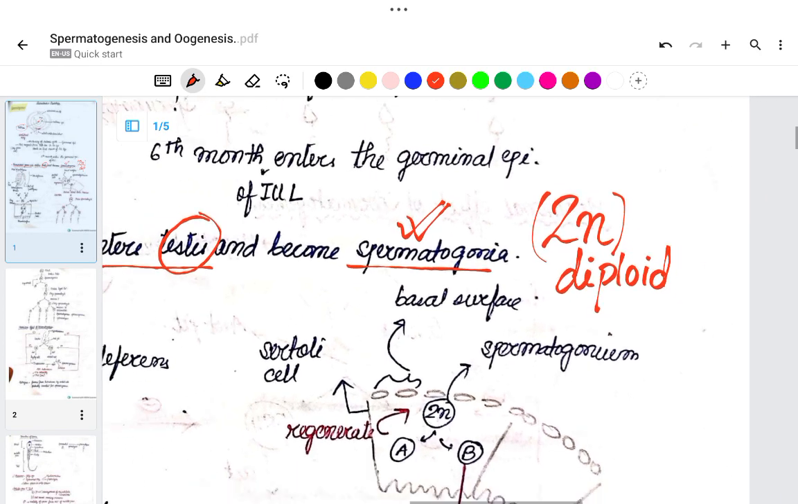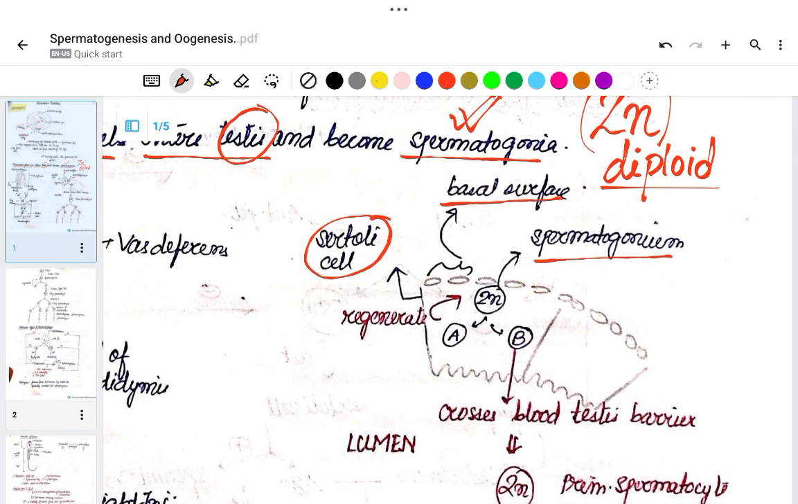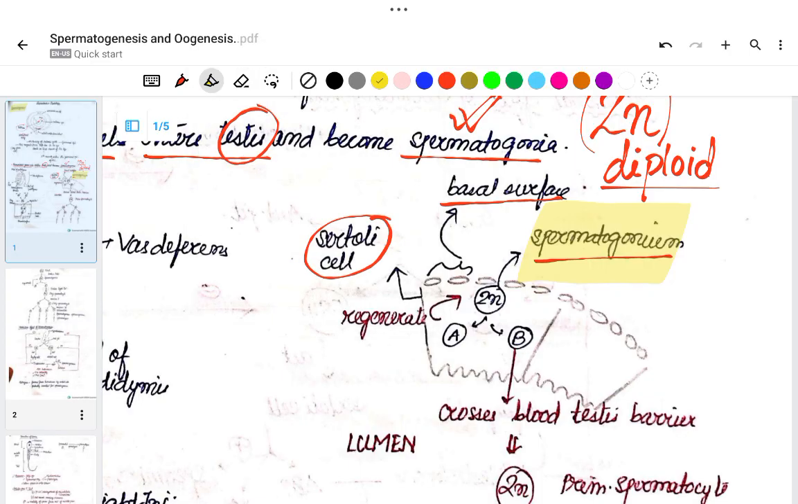Spermatogonia is diploid. This is the basal surface. On this basal surface are the spermatogonium and the Sertoli cells, the two types of cells. This is the spermatogonium, and this is the basal surface. This is the Sertoli cell.